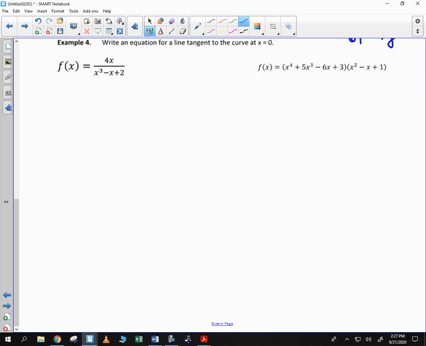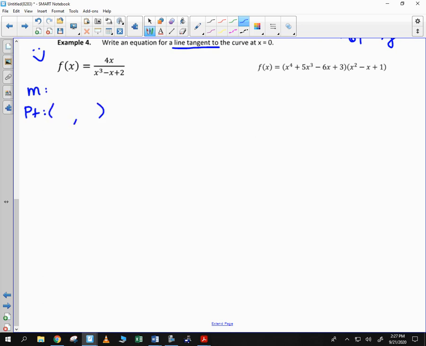Okay. This is muy importante, okay? Gotta really focus on these. Good old friend, write an equation for a line tangent to a curve at a given point. In order to write an equation for a line tangent, I need slope and I need a point on the line.